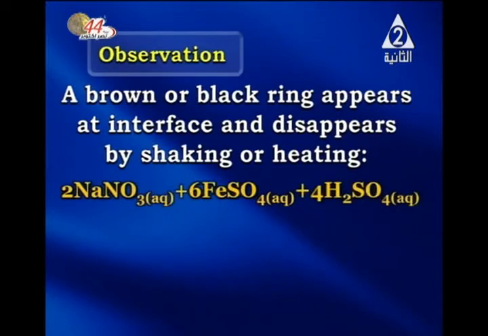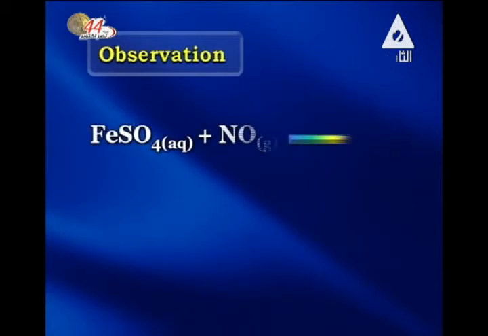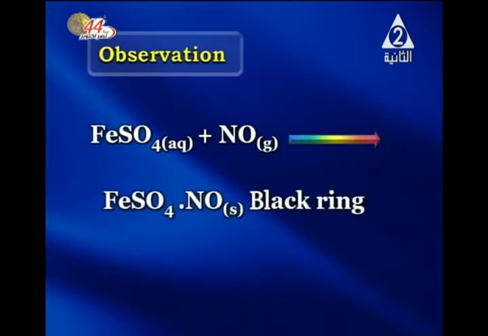So sodium nitrate plus iron 2 sulfate plus sulfuric acid gives iron 3 sulfate, sodium sulfate, nitric oxide gas and water vapor. Here, my dear student, the nitric oxide gas reacts with iron 2 sulfate, forming the black ring compound, which is FeSO4NO.